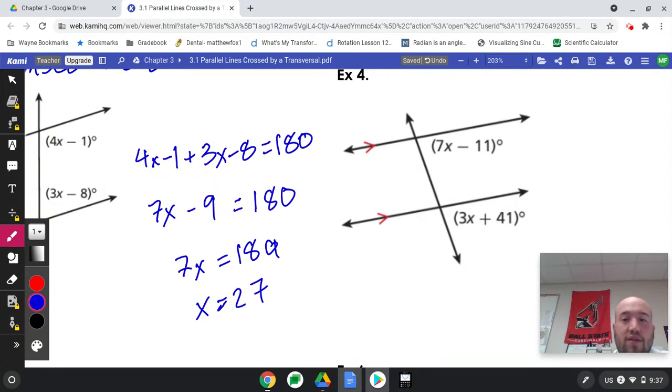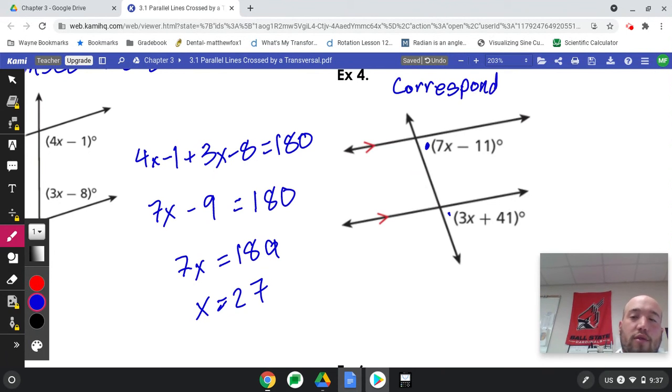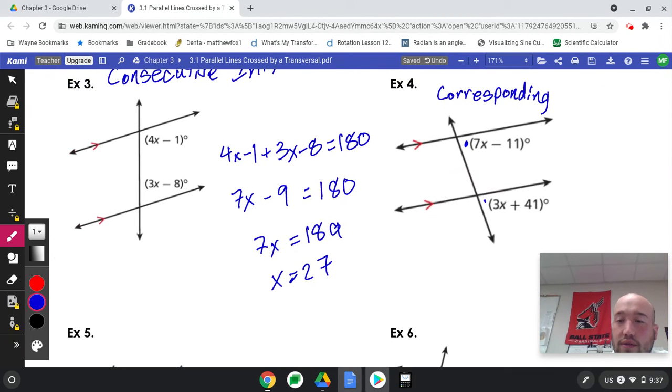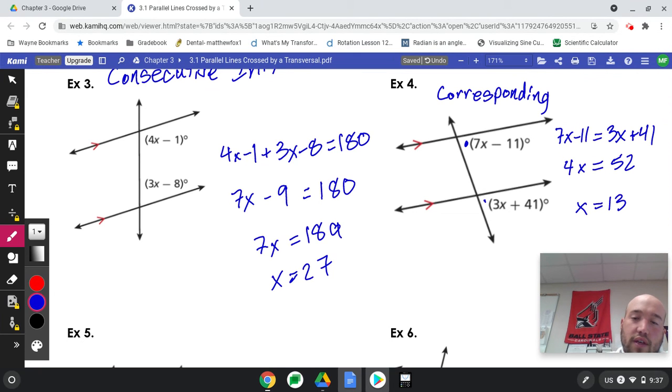And we look at the next one. This one, as you can see, down to the right, down to the right. These are corresponding angles. And if you don't remember, corresponding angles are congruent. They are the same. So 7x minus 11 equals 3x plus 41. So we get 4x to equal 52. And x will equal 13.